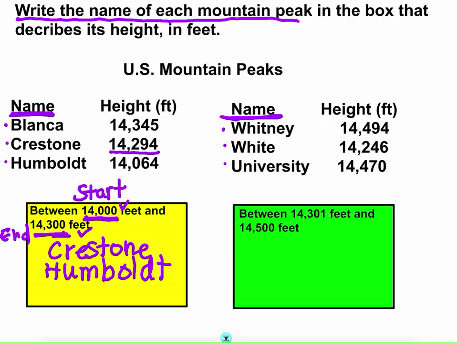All right, let's move on. 14,494 for Whitney. However, that number is greater than 14,300. And I remember that I cannot go past that. So it can't be greater than that. So this one is not going to work. So Whitney can't go in there. And let's see White. White Peak is 14,246. And yes, that's greater than 14,000. But less than 14,300. So I'm going to put that there.